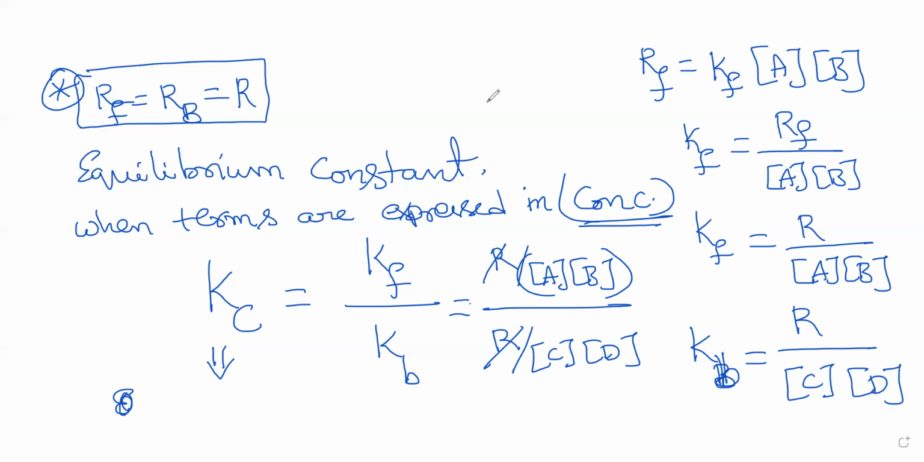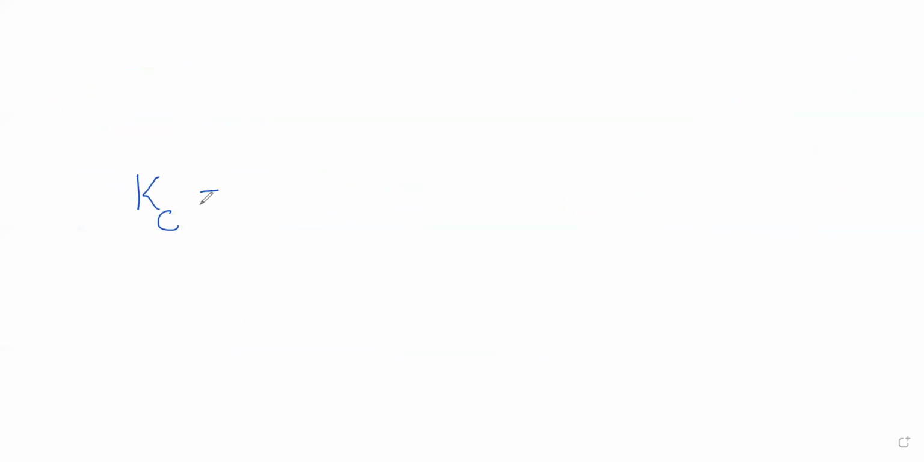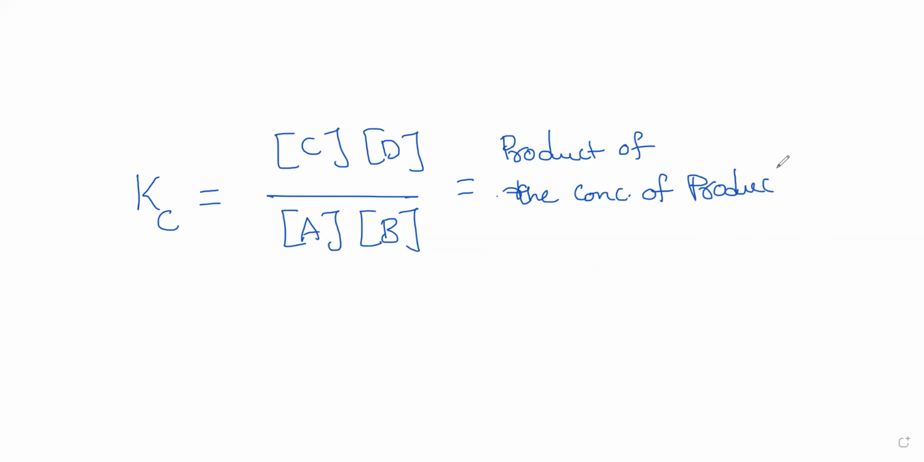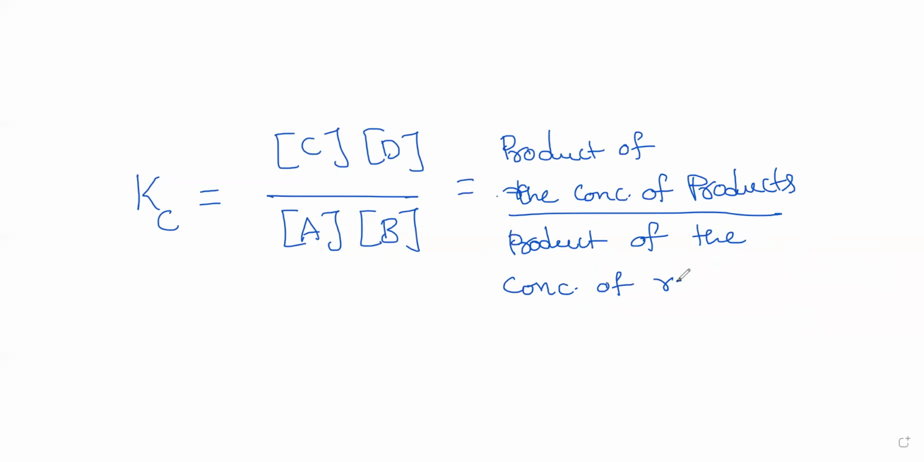Now, after toppling, what will happen? So Kc is equal to the concentration of C into concentration of D divided by concentration of A into concentration of B. So it is like the product of the concentrations of products divided by the product of the concentrations of reactants. So something like this we got.